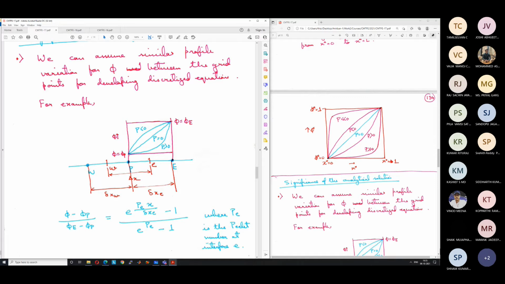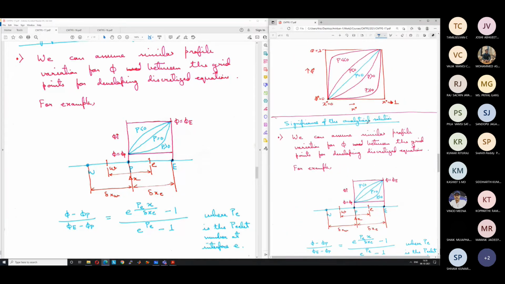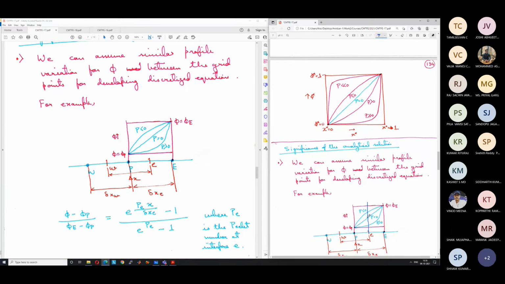Now if the Peclet number is 0, the variation is like a straight line, like our central difference scheme. If the Peclet number is greater than 0, this will be the variation, and if it is less than 0, this should be the variation. So whatever we have discussed is true. If it is a diffusion dominated process, with no flow, then at this east point the value will be equal to the average of phi P and phi E, that is, phi P plus phi E divided by 2.